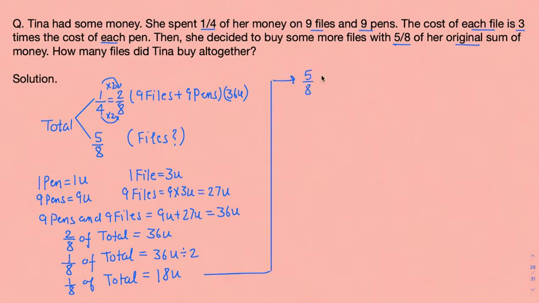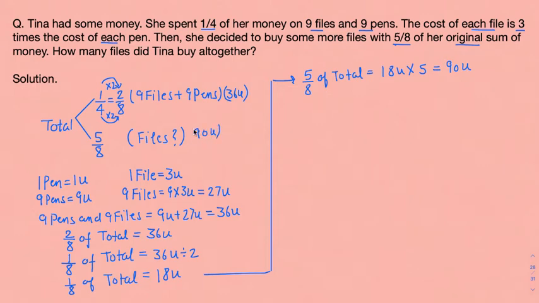So 5 by 8 of her total money will be how much? See, 1 by 8 is 18 units. So obviously 5 by 8 will be, just multiply both sides by 5, 18 units times 5. That will give us 90 units. That means 5 by 8 of her total amount of money is equal to 90 units.